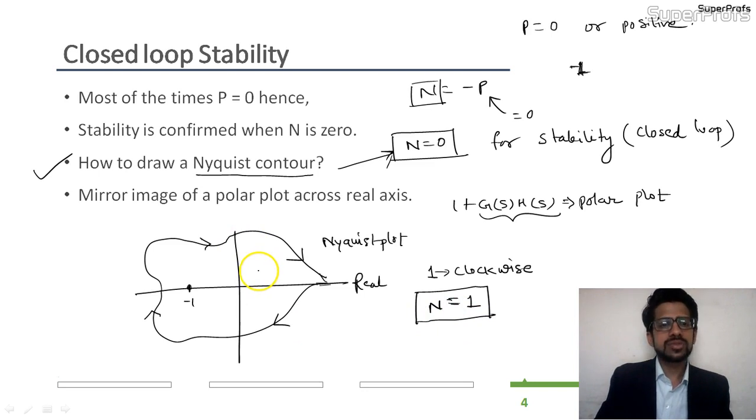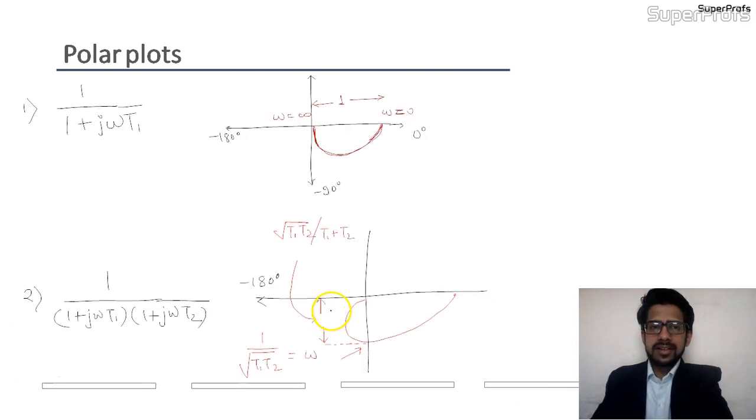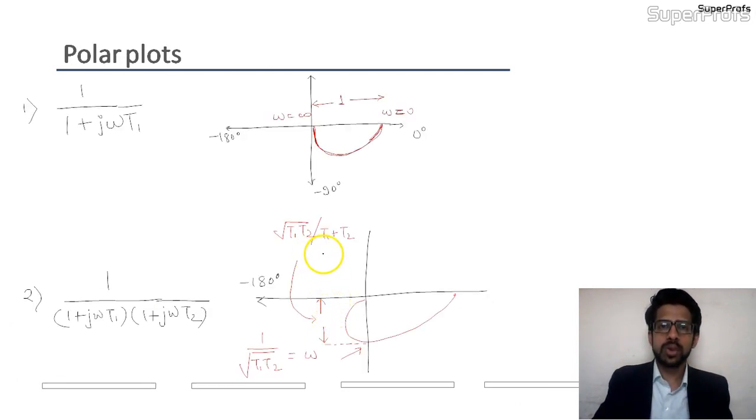Okay. Let us now check how to draw polar plots, and after that we will see how to draw Nyquist plots. Let us go to the next slide and see some of the typical polar plots that we have got. Initially, we have a polar plot for a transfer function 1 upon 1 plus j omega t1. This is a typical first order transfer function. We will calculate the polar plot. Now, what is a polar plot? A polar plot is nothing but the locus of tips of the phasors of this particular transfer function.